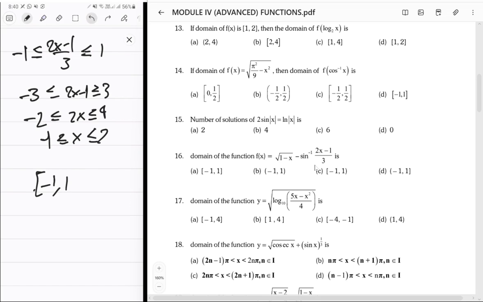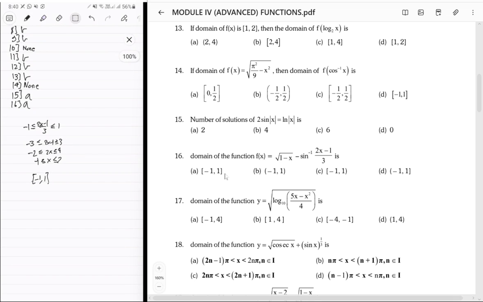Inclusive. It's less than or equal to 1. That makes sense. So A is the answer. Does negative 1 work? Of course it does for this one. What about this one? So, negative 1, that makes sense, so it does work. 1 also works because that's 0, and it's going to be 2 minus 1 upon 3. It's going to work. So A is the answer.